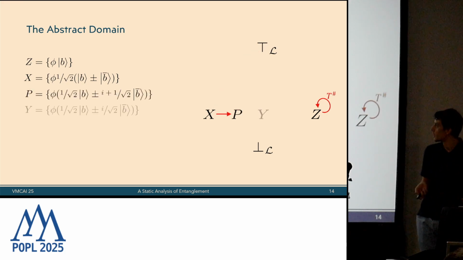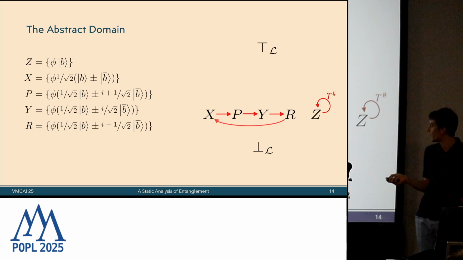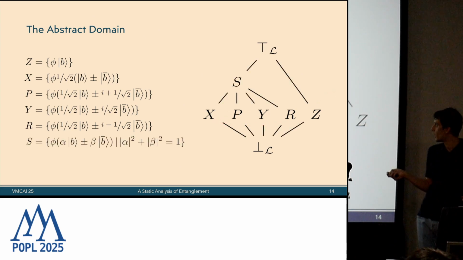So to improve the precision of the T, we can add other three labels, because the T has this interesting behavior in which if we apply T four times to a value in the X label, we come back again to the X label. So simply by adding other three labels, we are able to represent the T in a more precise way. Then we also add this other label S, because we are interested, when we do a join between one of these four labels, in obtaining a state in which we always have a superposition between two bases.